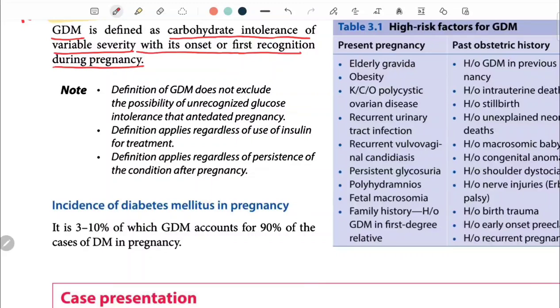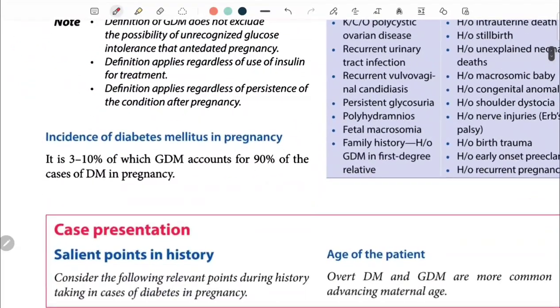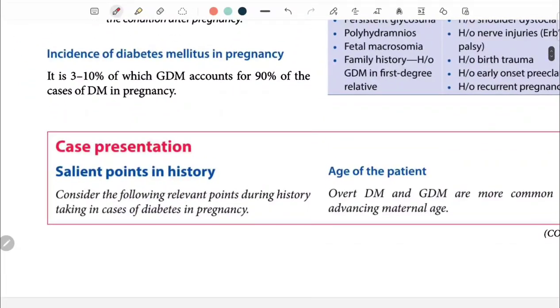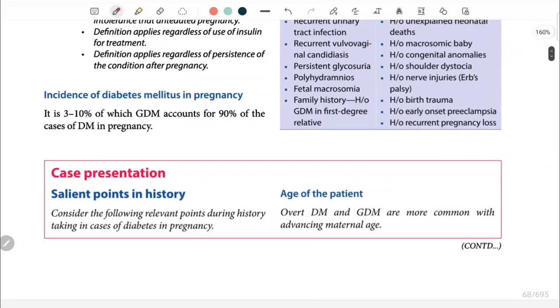The definition applies regardless of use of insulin for treatment. The definition applies regardless of persistence of the condition after pregnancy. So the definition of GDM: carbohydrate intolerance of variable severity with its onset or first recognition during pregnancy. The incidence of diabetes mellitus in pregnancy is around 3 to 10%, of which GDM accounts for 90% of the cases of diabetes mellitus in pregnancy.